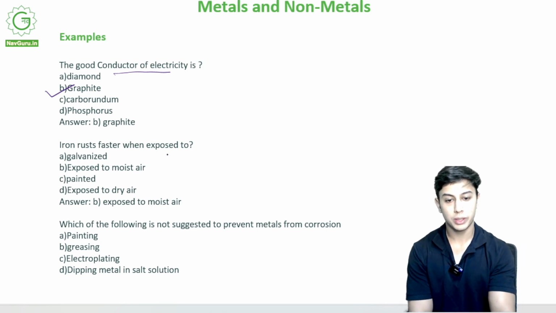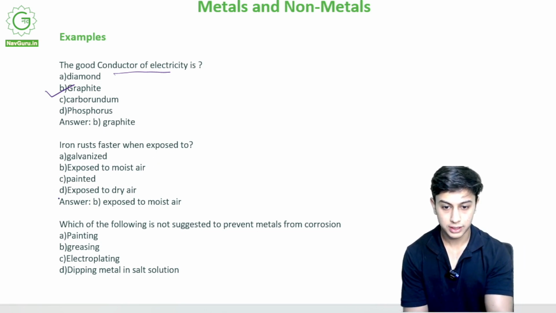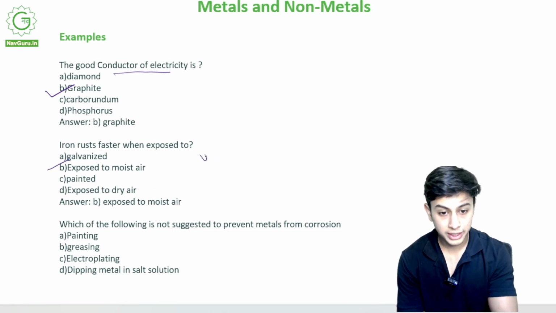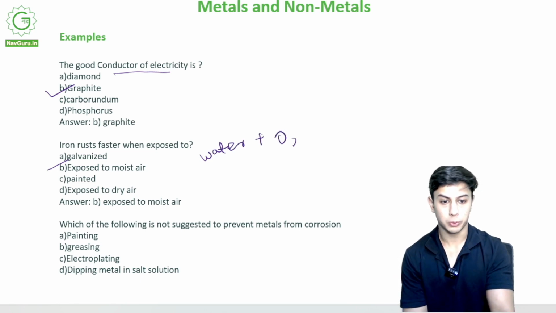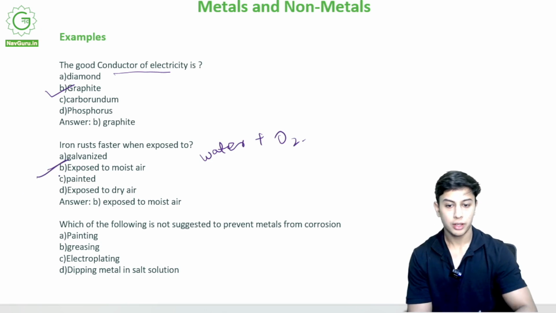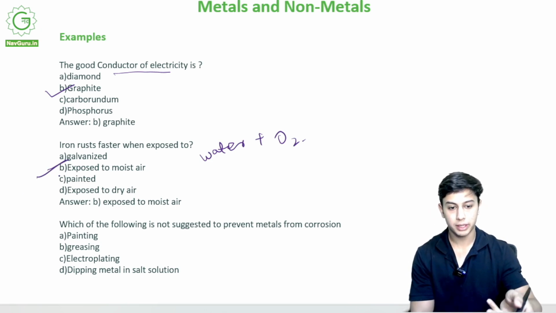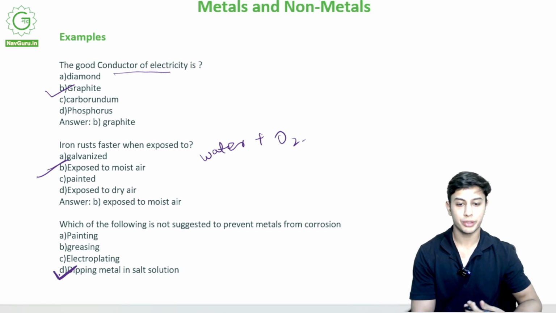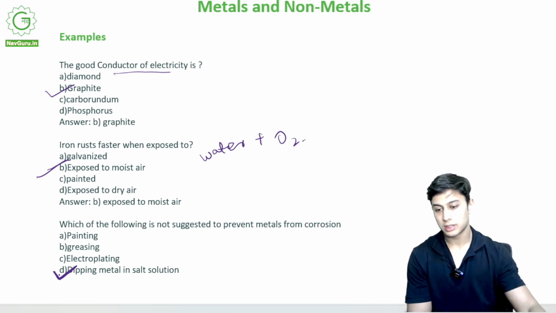Iron rusts faster when exposed to what? Iron rusts faster when exposed to moist air. You would have said dry air. No, it needs water plus O2. It needs both. So it needs moist air. Which of the following is not suggested to prevent metals from corrosion? Greasing, electroplating, dipping metal in salt solution. Which one? Greasing is oil, so it will prevent corrosion. Painting, electroplating, dipping in metal salt solution. This will not prevent corrosion, it can still cause corrosion.